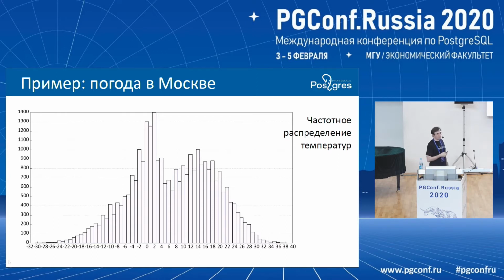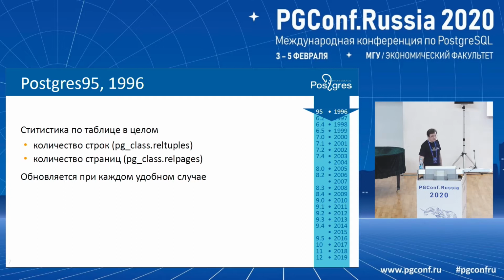So we have like 2 humps. One is around 0 degrees because it's the most common temperature, and another peak is approximately near 14 degrees. This is the distribution of data which we have. Now we will see how different Postgres versions processed such a picture.